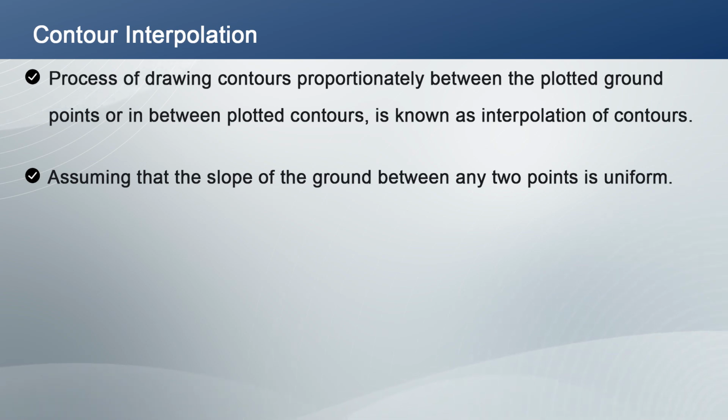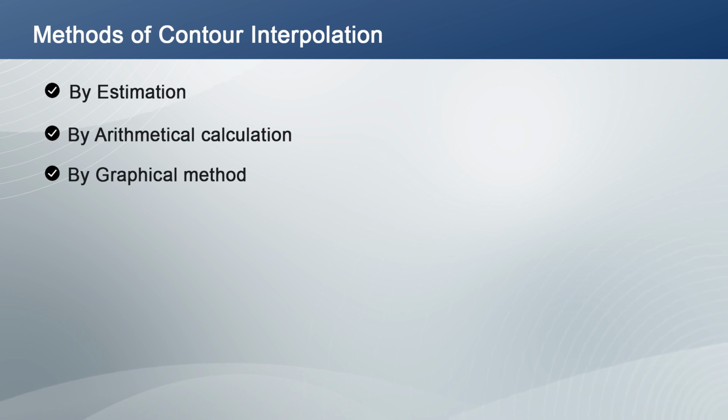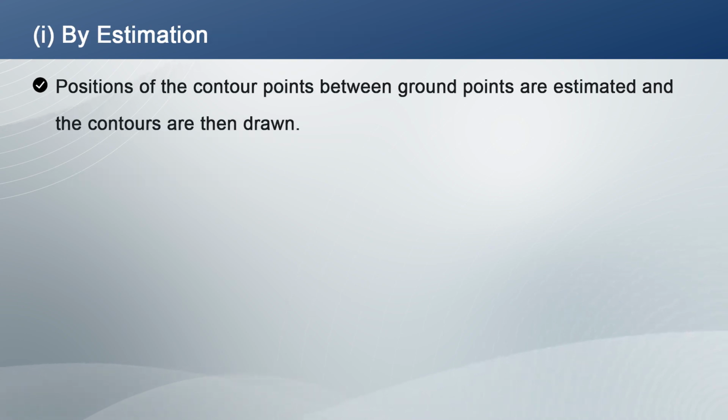The process of drawing contour proportionately between the plotted ground points or in between plotted contours is known as interpolation of contour. Interpolation of contours between points is done assuming that the slope of the ground between any two points is uniform. It may be done by one of these methods, such as by estimation, by arithmetic calculation and by graphical method. Let us see first method, which is by estimation.